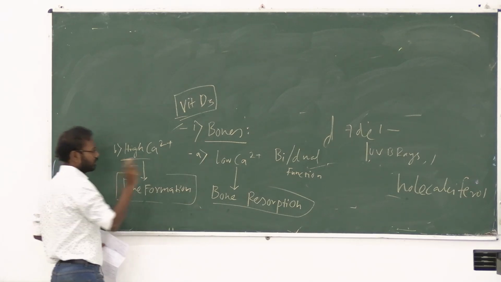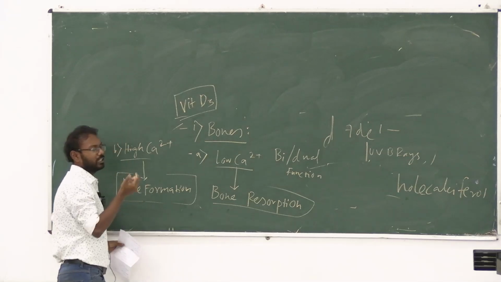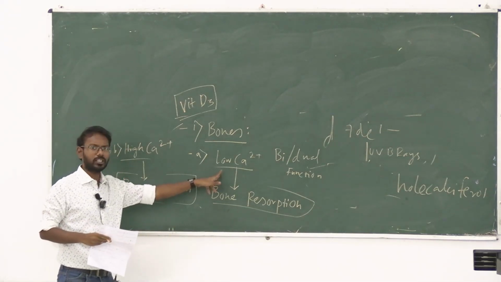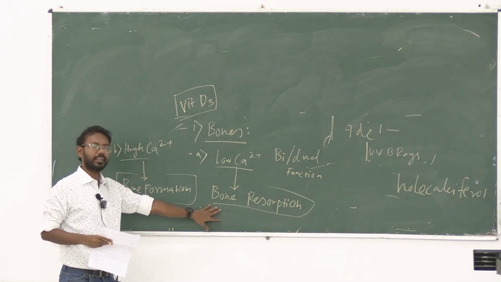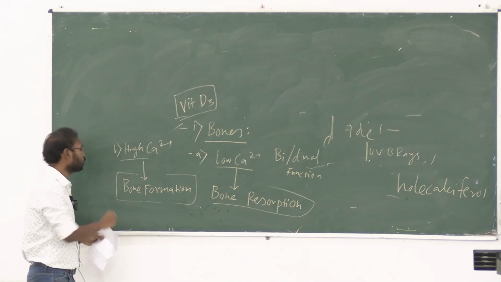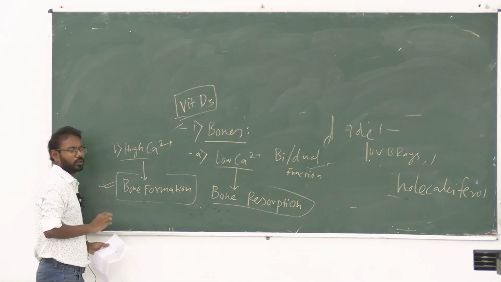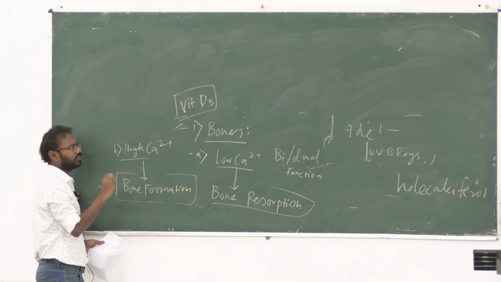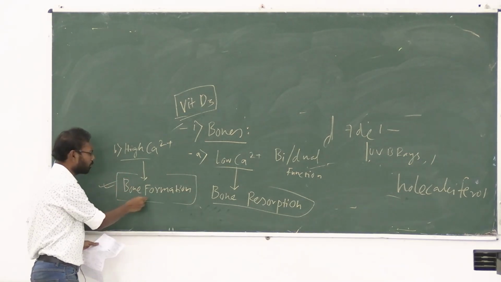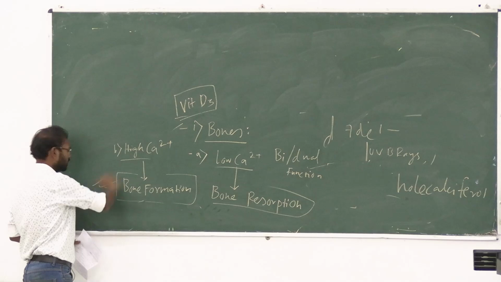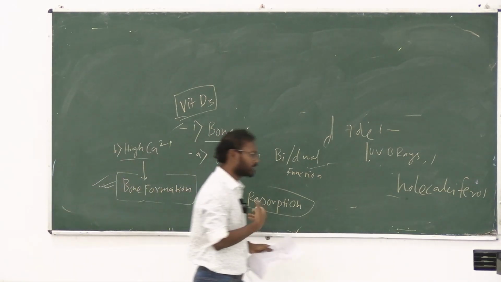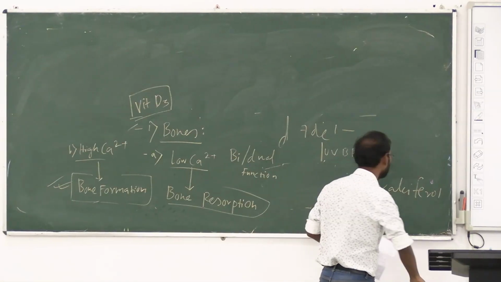So vitamin D and calcium together are very important. If a person has a very good level of vitamin D but low calcium, his bone will not prosper, his bone will get destroyed. Only a high calcium level is needed to form the bone, in presence of vitamin D. Vitamin D alone cannot form bone growth. It needs calcium level also. So this is the action of vitamin D on bones.